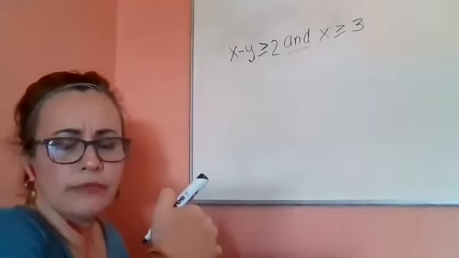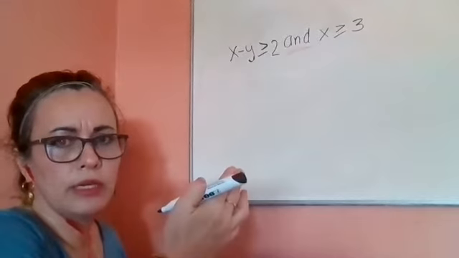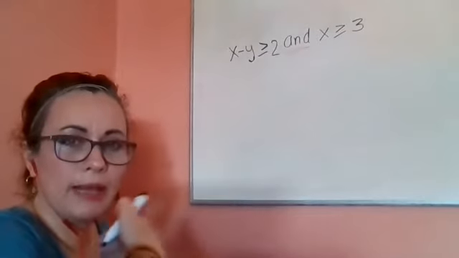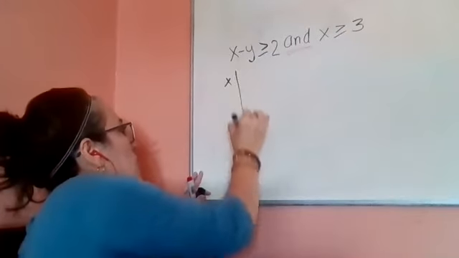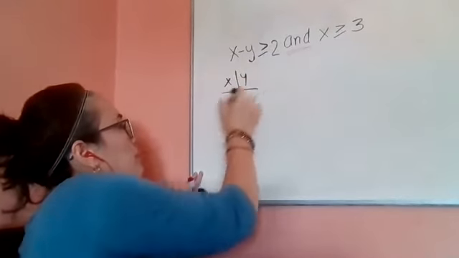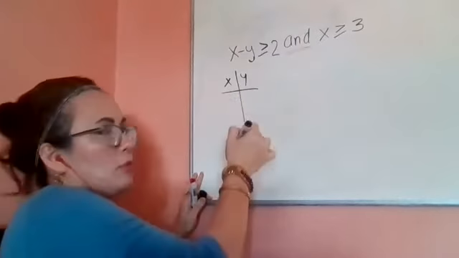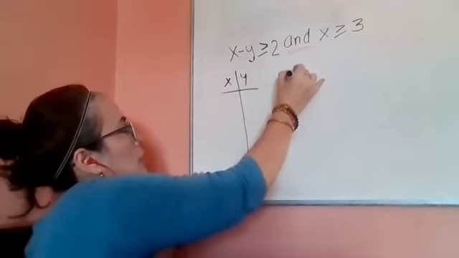You can graph this in different ways. X and Y intercepts, you can make tables, but I picked to make tables. For me, it's easier to understand. So I'm going to do the X and the Y. Before I begin to solve the table, I'm going to rearrange the first one.